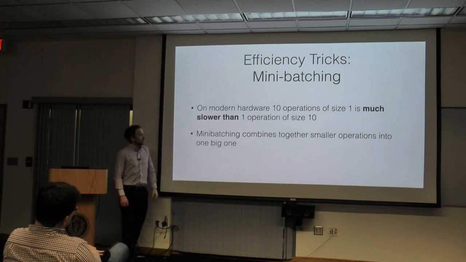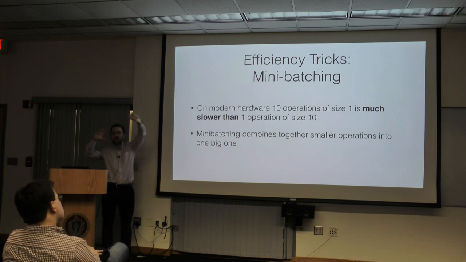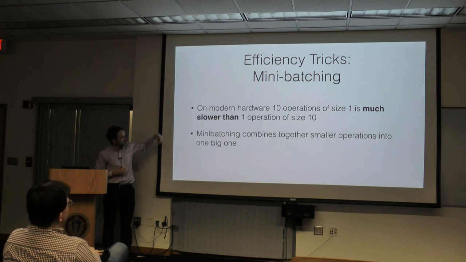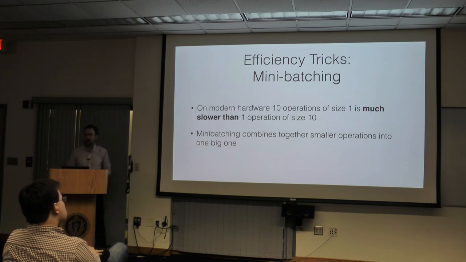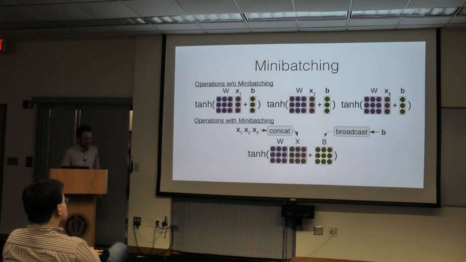The reason mini-batching is useful is because on modern hardware, 10 operations of size 1 is much slower than one operation of size 10. If you have a matrix multiply where you have a 512 by 512 matrix and you multiply it with a vector of length 512, that's a lot slower than doing a 512 by 512 matrix times a 512 by 10 matrix multiply. So if you do the matrix-vector multiply 10 times, it's much slower than doing a single matrix multiply. This is especially true on GPUs, but also true on CPUs as well. So what mini-batching does is it combines smaller operations into one big one.